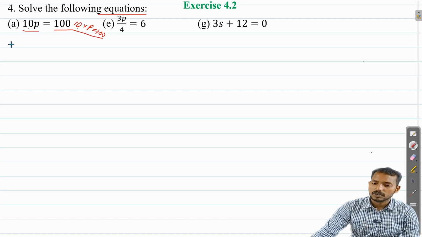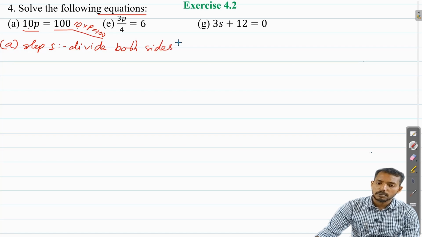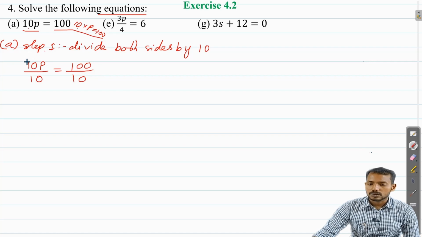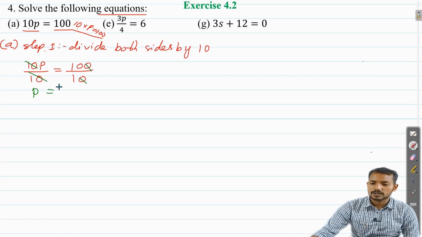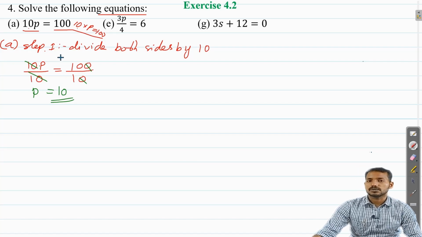So in step 1, divide both the sides by 10. We get 10p divided by 10, which is equal to 100 divided by 10. So 10 divided by 10 is cancelled, only p is remaining here. 100 divided by 10 is equal to 10. So p is equal to 10 is the solution of this equation.